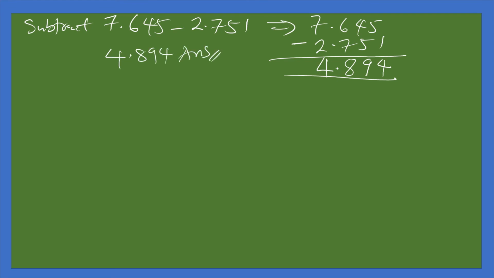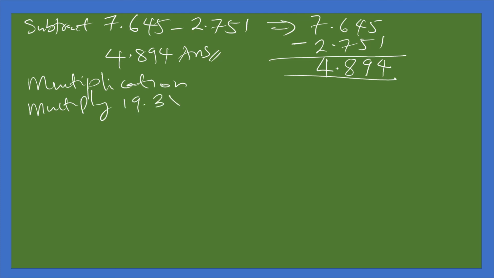Very simple. Now let's look at a multiplication. All these things are easy, but you need to know them so that you can make your O-level maths in flying colors. Let's look at this question. Multiply 19.3 times 3.71. Now, in a situation like this, what do?